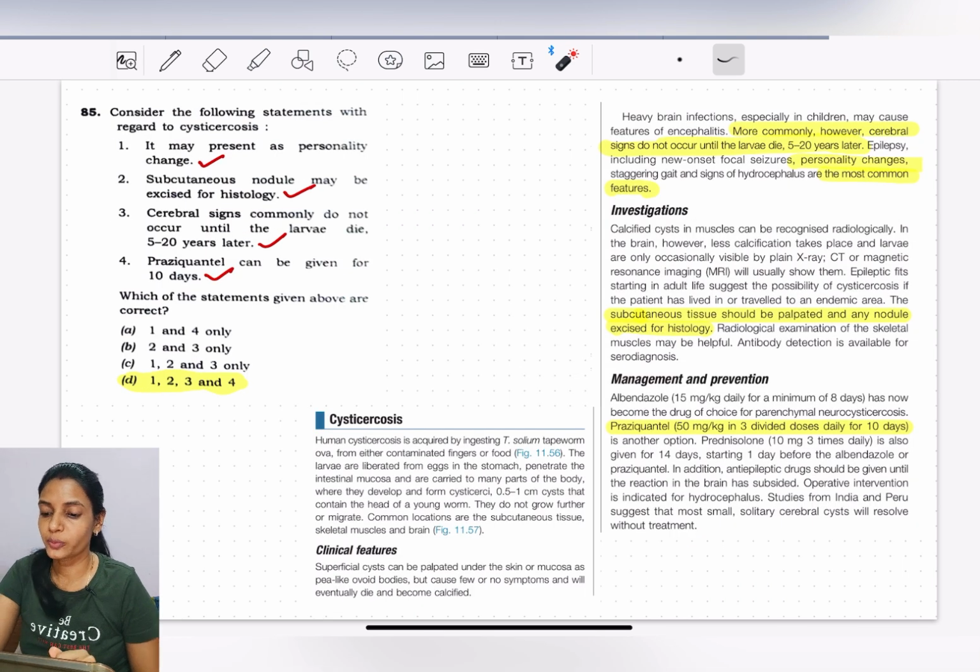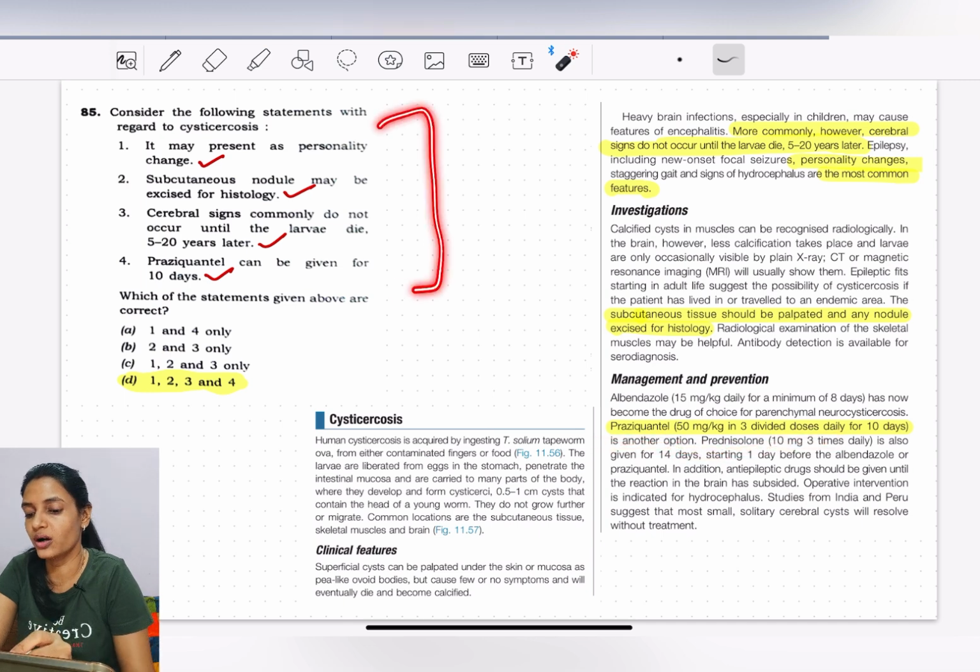Next question, they are talking about cysticercosis. So cysticercosis most commonly, however, cerebral signs do not occur until the larva die 5 to 20 years later, that's true. It causes the personality changes, which is the most common feature, and the subcutaneous tissue should be palpated and any nodule excised for histology, and for management praziquantel is used. So all 4 statements are true for the case of cysticercosis.